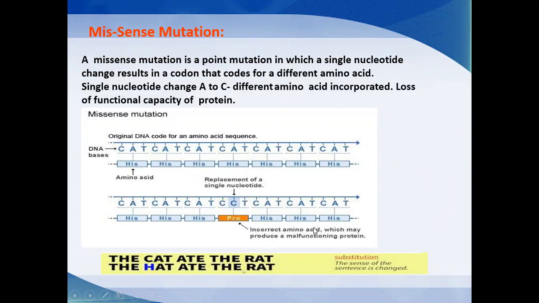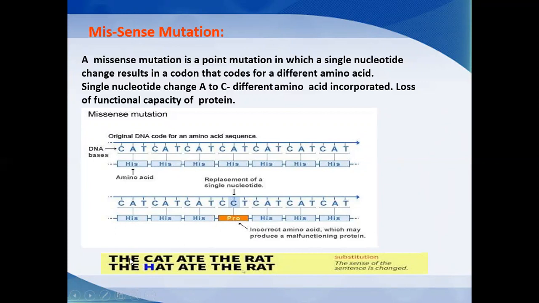So an incorrect amino acid is incorporated, which may produce a malfunctioning protein. That's why we are unable to get the required protein molecule. We are getting a different protein molecule that leads to a change in the amino acid sequence as well as the number. So an incorrect amino acid is placed in the polypeptide chain.